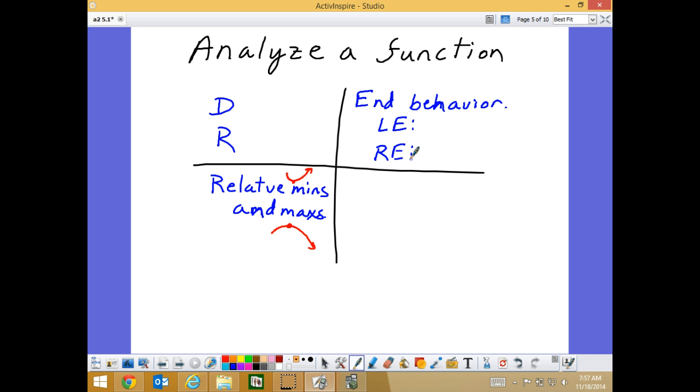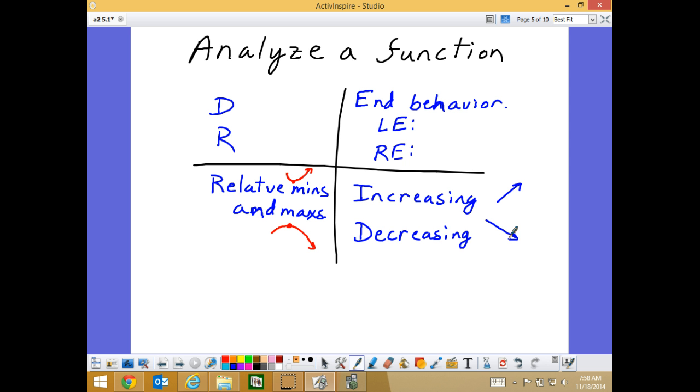And lastly, the fourth piece to analyzing a function is the intervals where it is increasing. Where is the function going up as we go to the right? And where is the function decreasing? Where is that function going down as we go to the right?